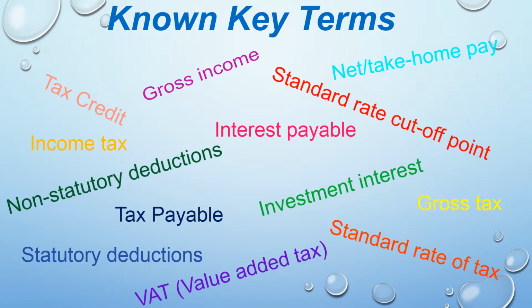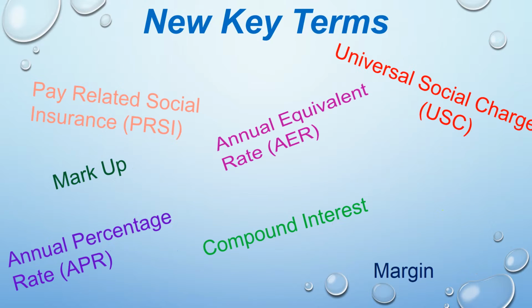These are examples of some of the key terms that students should already know. They include tax credit, interest payable, standard rate of tax, non-statutory deductions, gross tax, and also net or take-home pay. As part of the syllabus at a higher level, there are more key terms involved, which include pay-related social insurance, PRSI, universal social charge, USC, compound interest, and also markup.